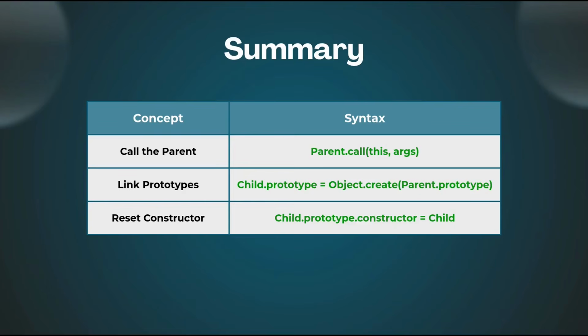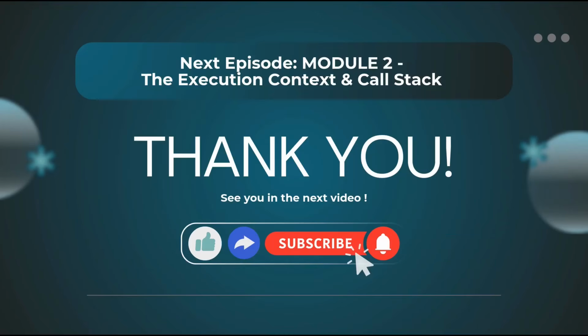Lastly, you need to reset the constructor. You need to reset the constructor because child actually forgets who created it. It makes the child think that it was made by the parent, but we need to remind it who its real parent is. You now understand the old masters of JavaScript and how they built complex systems. This foundation is what makes modern classes possible.